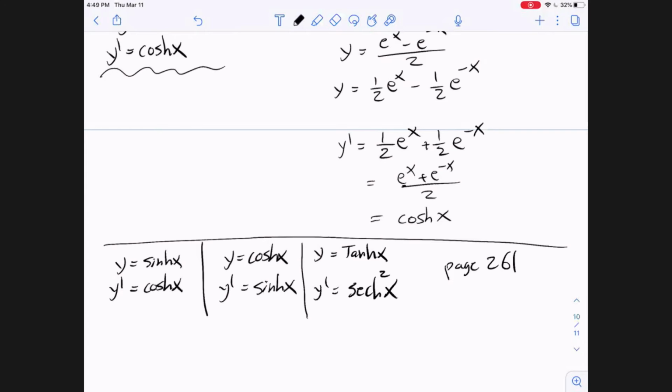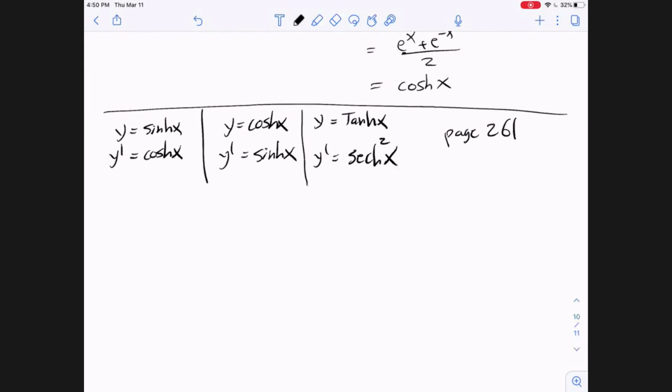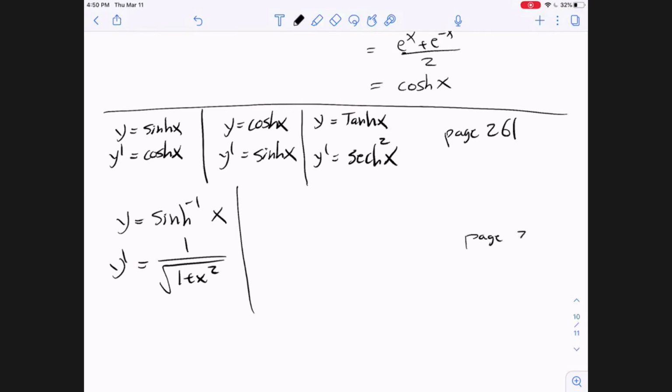Now, if that's not bad enough, not only do you have these 6, but you have the 6 inverse hyperbolic functions, like the inverse hyperbolic sine, the inverse hyperbolic cosine, and those are going to be slightly different. What you think might be a minus sign might be a plus sign, and so on. So that's page 263. Like y equals the inverse hyperbolic sine of x, in this case the derivative would be 1 over the square root of 1 plus x squared, and so on. And then there's 6 of those. Those are all on page 263.